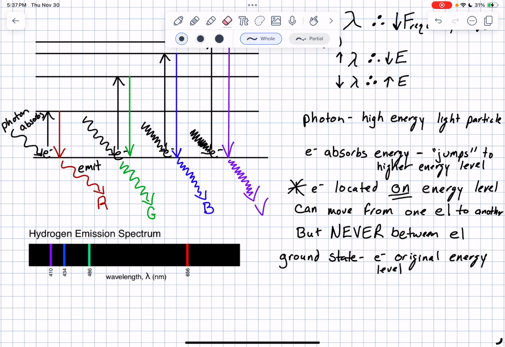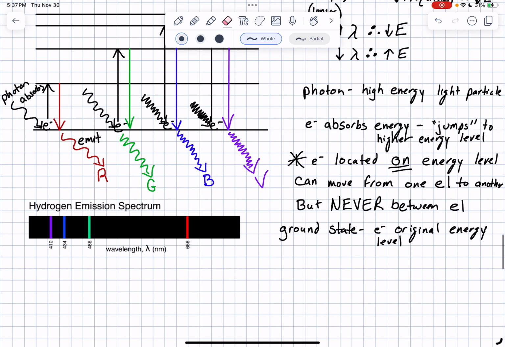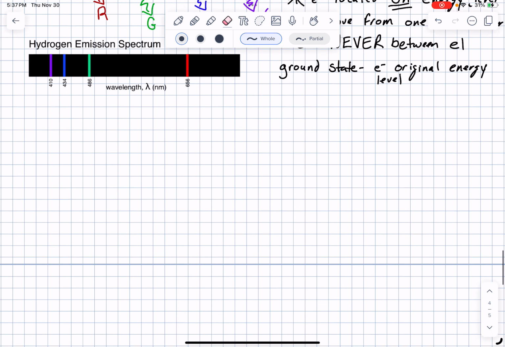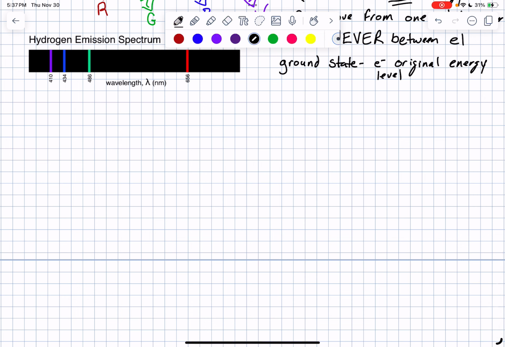How can there be multiple colors, sometimes with different intensities? So the red is really intense, really bright. And like I said, the violet's really hard to see. It's really dim. So how does that happen if hydrogen only has one electron? And the answer is actually pretty simple. Yes, hydrogen only has one electron.